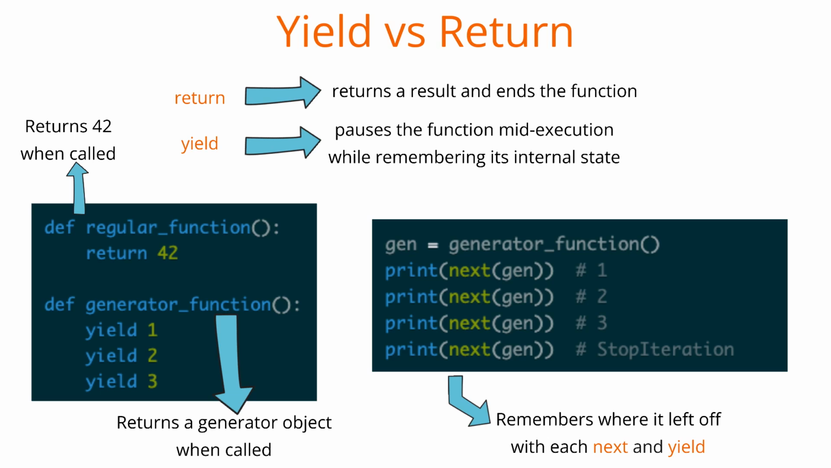Here we've created the generator object and called next on it a few times. Each next resumes the generator from where it left off, almost like hitting play after pausing a video. And just like before, when it runs out of yields, Python raises a StopIteration so we know it's done.